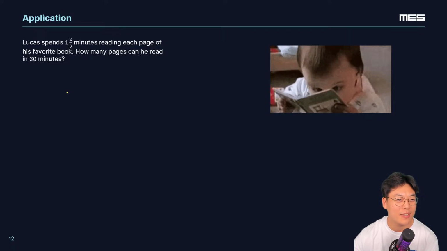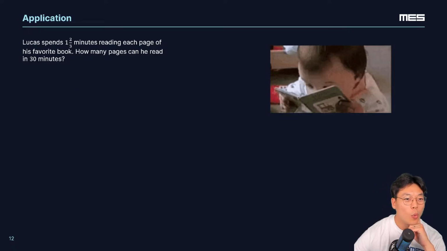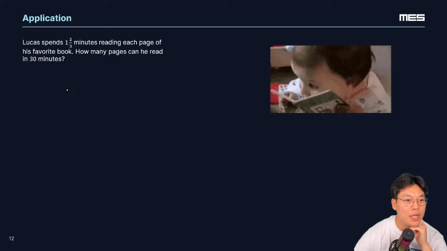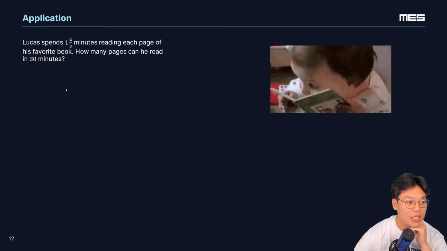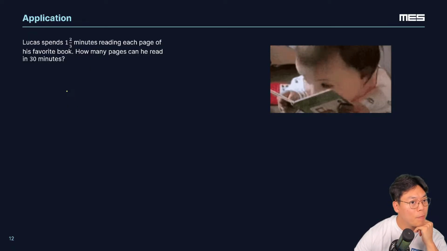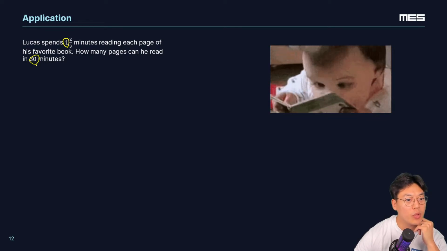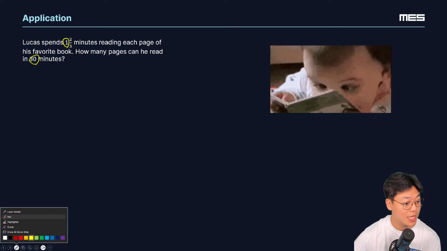What can we do here? Let's think about this for a second. 1 2/3 minutes for each page. I want to find out how many total pages Lucas will read in just 30 minutes. Around 30? Well, that's a good guess. How did you get there, Max? Is it because you saw the 1 minute here? And you said, okay, well, we have 30 minutes, so maybe 30 divided by 1 will be 30. Is that where we got that from?